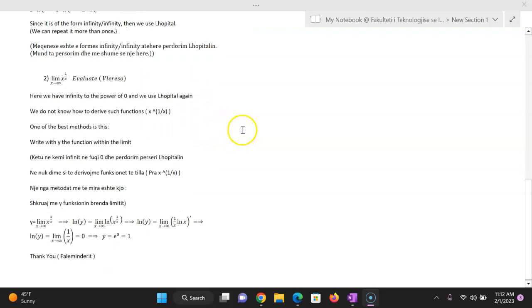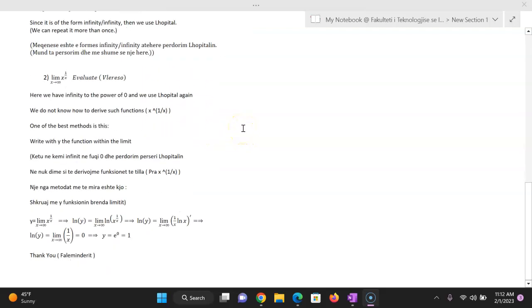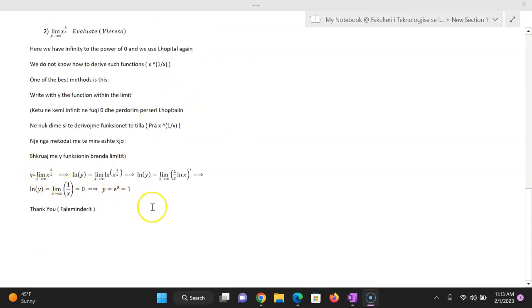Now let's see the second example. We have the limit when x approaches infinity of x to the power 1 over x. But here we have infinity to the power 0, and we use L'Hopital's rule again. But we do not know how to derive functions like x to the power 1 over x. One of the best methods is this. Write the y, the function within the limits. So we can write y is equal to the limit when x approaches infinity of x to the power 1 over x.